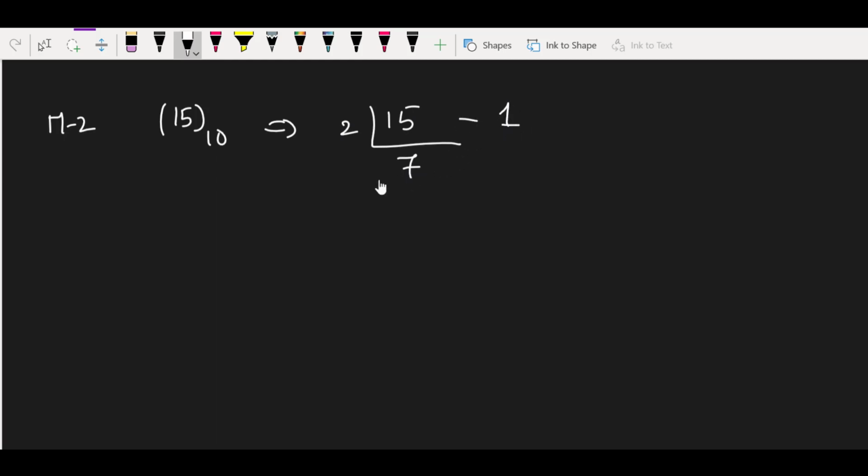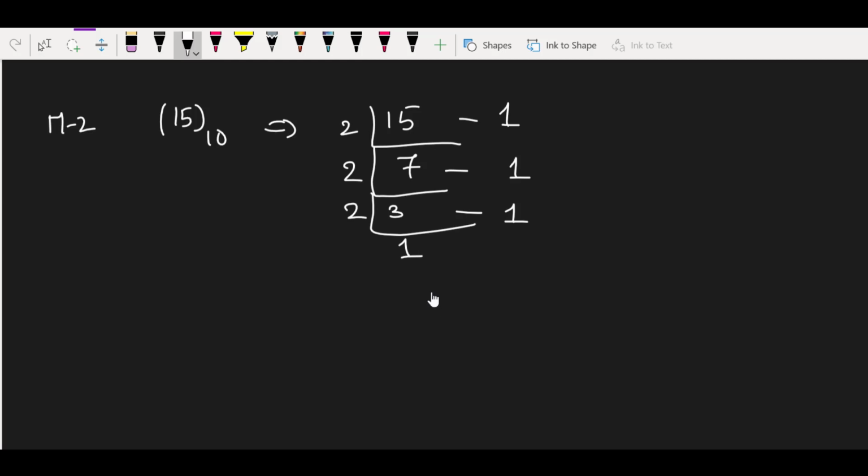Now we'll see how to convert by method 2. Let's take the same 15 here, with repeated division by 2. 2 into 7 will be 14. Now whatever remainder you get, write it here. Again divide by 2. 2 into 3 will be 6, the remainder will be 1. Again repeated division. 2 into 1 will be 2 with a remainder 1.